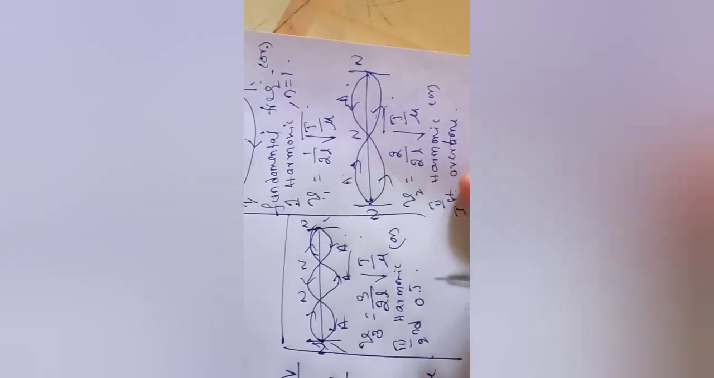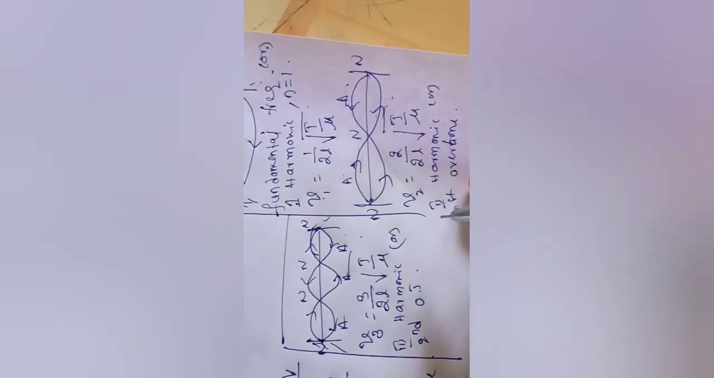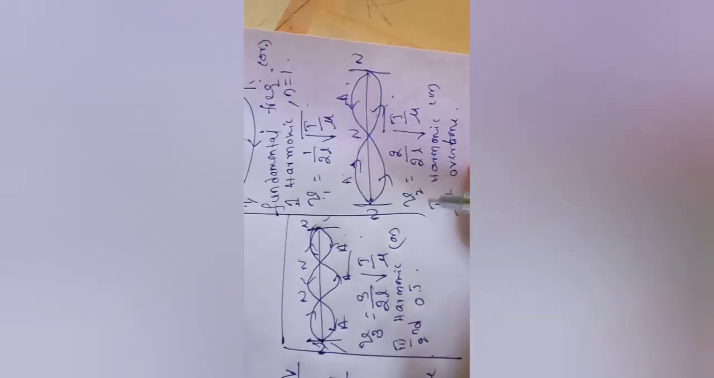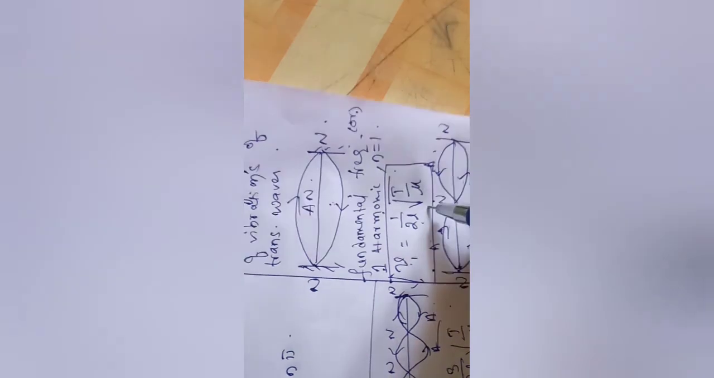Now we will get the first, second, and so on harmonics or overtones, and the fundamental frequency comes out to be nu equal to 1 by 2L under root T by mu. So this is about the modes of vibrations when a string is clamped at both ends.